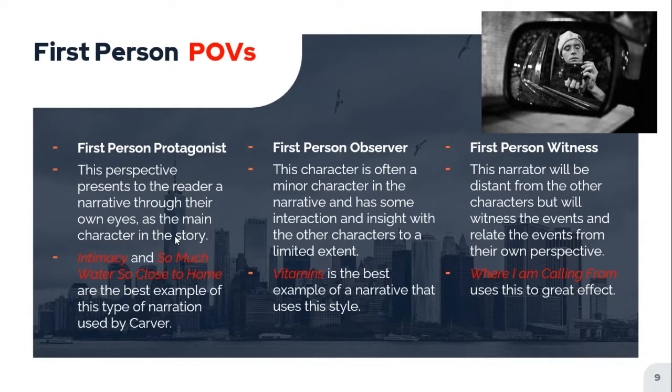A first person observer, sometimes they're a minor character. They have some interaction, but not necessarily they're hugely involved. And I've chosen Vitamins as this because most of the things that happen to the characters of Patty, Donna, and Sheila. They are the real protagonists of the story. And in fact, Patty and Donna are the protagonists of the story. Our narrator is sort of just there.